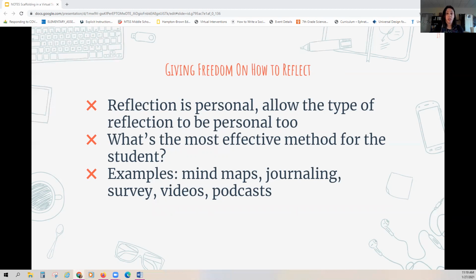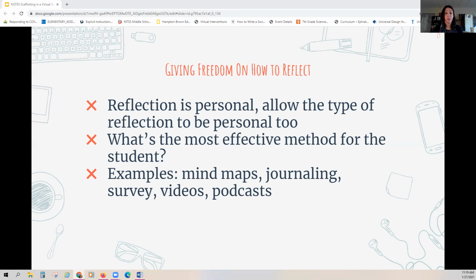When it comes to reflection, freedom is essential. Like I said, it's not a one size fits all. This is where a lot of teachers who are using these strategies are using menus or surveys and things of that nature to see what students prefer, because reflection is personal. So the vessel needs to be personal as well. What is going to be most effective for the student?